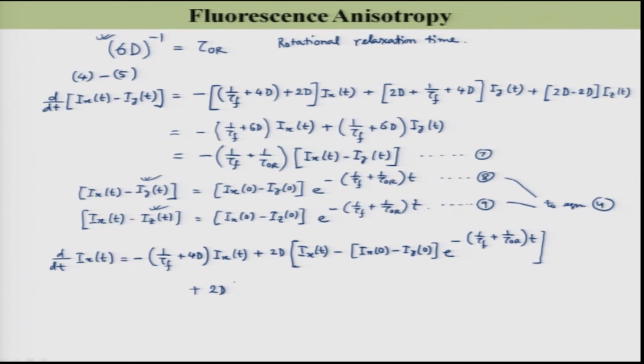So, here my 2 d I x t minus I x 0 minus I z 0 e to the power minus 1 over tau f plus 1 over tau r t square bracket close. So, I got this. Now, you can solve it. So, you see this is a big equation. So, I do not want to solve it here. So, I will just write this answer.